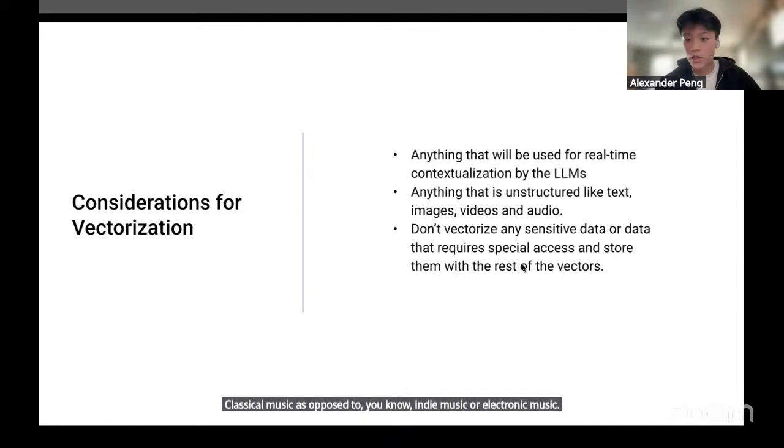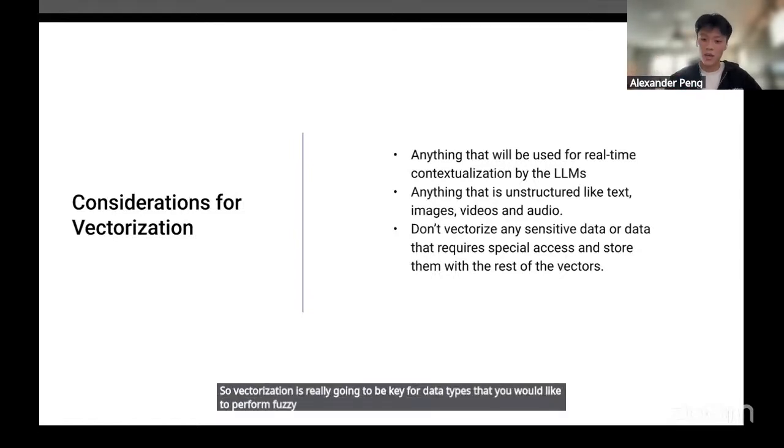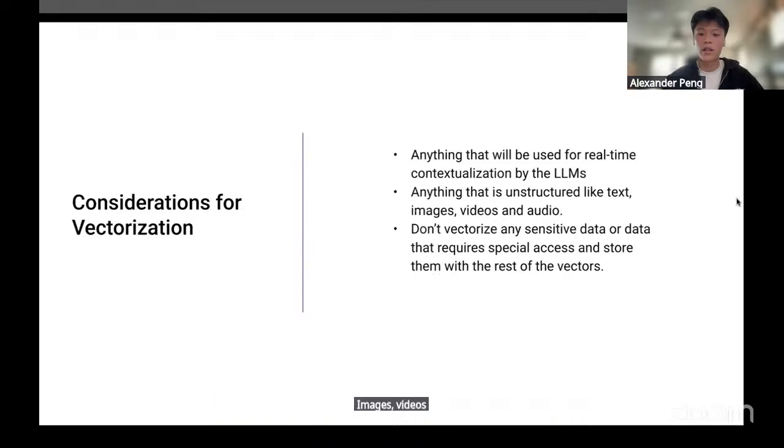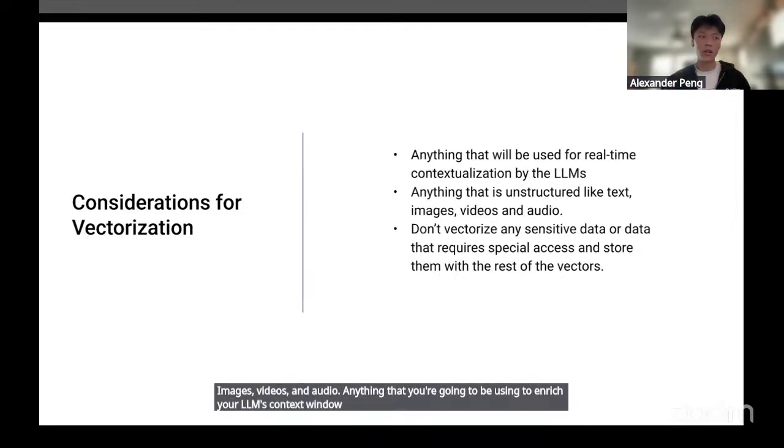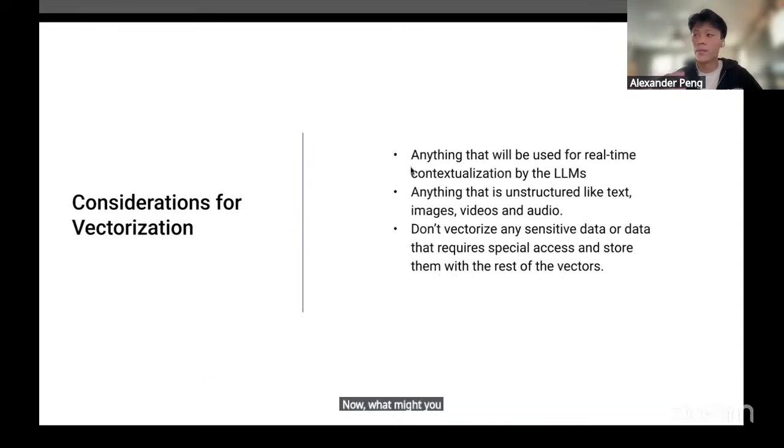So vectorization is really going to be key for data types that you would like to perform fuzzy searches over: text, images, videos, and audio. Anything that you're going to be using to enrich your LLM's context window, anything that you want your LLMs to essentially know about, to have on hand as they provide a response to your user, you're going to want to consider vectorizing.